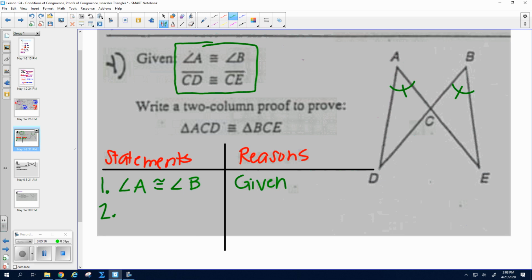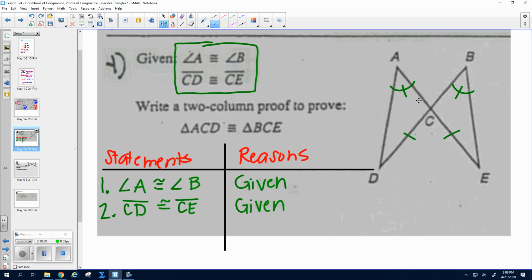All right, the next thing we can write is that side CD is congruent to side CE. So CD is congruent to side CE. Be sure you mark it with a congruence mark, and we write given. The next thing that you will be looking for is something in the picture that you know is congruent, whether that's a side or an angle. So is there a side or an angle that you guys see that you know is congruent?